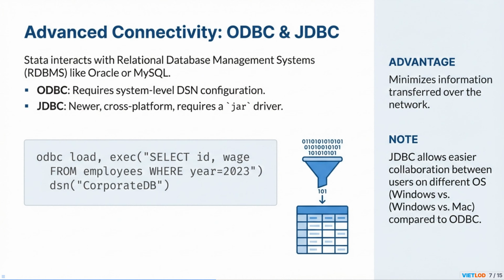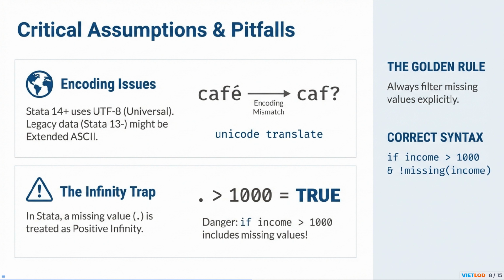The main advantage of both is minimizing network traffic by using SQL to filter data on the server before it even gets to Stata. The code odbc load, exec("select ID, wage from employees where year = 2023") dsn("corporateDB") doesn't download the entire employees table. It executes the SQL query on the database server, and only the ID and wage for the year 2023 are sent over the network to Stata.